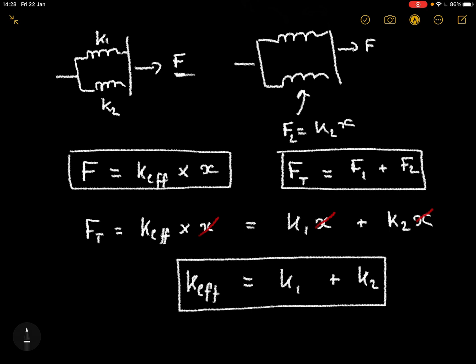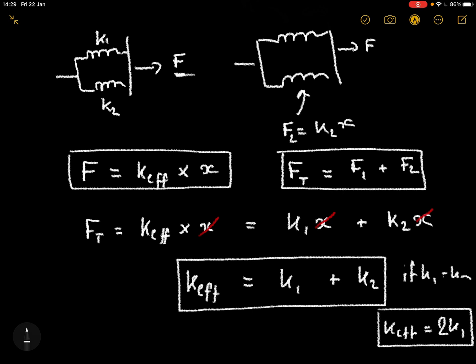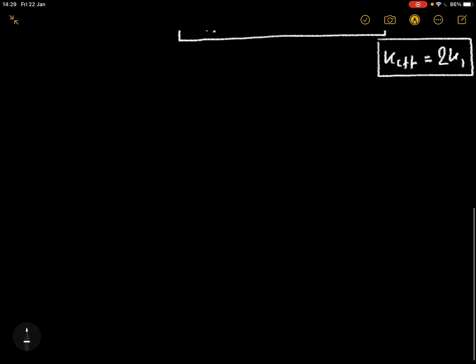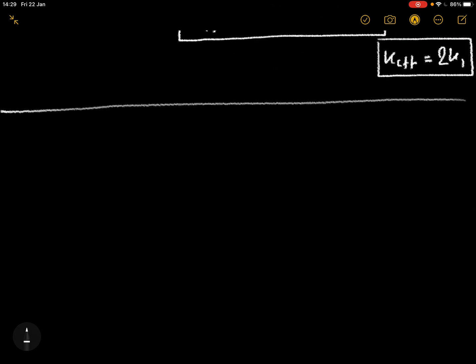And if K1 and K2 are the same thing, you would just end up with K effective equals 2K1. So if they are exactly equal. And that's how we end up with that derived for a spring system in parallel.